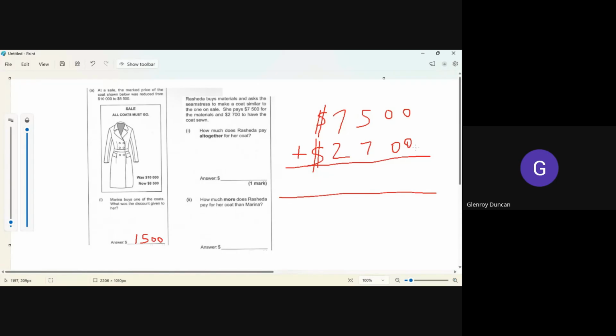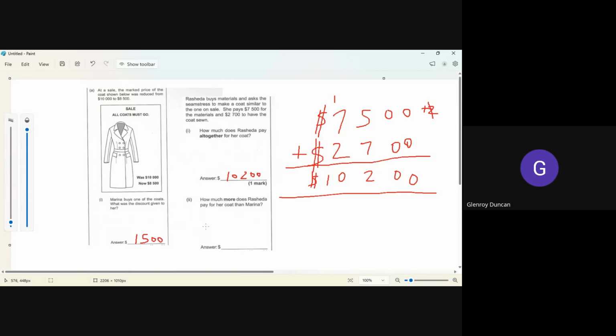0 plus 0 is 0. 0 plus 0 is 0. 7 plus 5 is 12. It's double digit, so I put the 2 in my hundreds column and take the 1 to be added to my thousands. So 7 plus 2 is 9, and 9 plus 1 is 10. We got $10,200. So altogether, we add up everything. We got $10,200. All right, wonderful. Very strong.